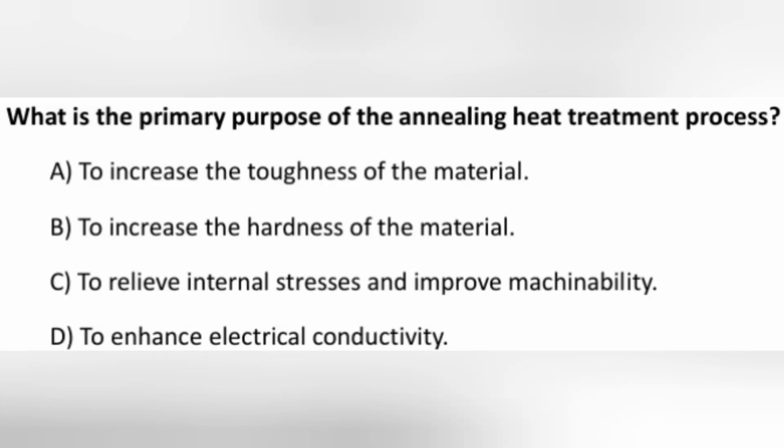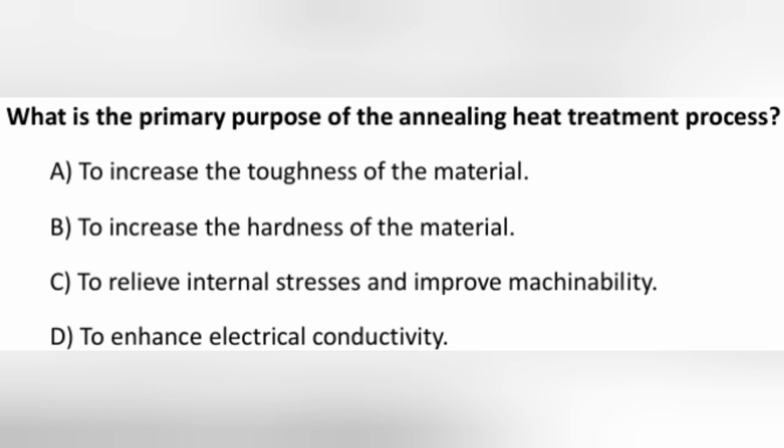So what is the primary purpose of the annealing heat treatment process? Annealing is basically a post heat treatment process. It's done to relieve the internal stress and improve machinability. When you look at the notes of metallurgy, you could see what annealing is. The basic thing is to relieve internal stress.